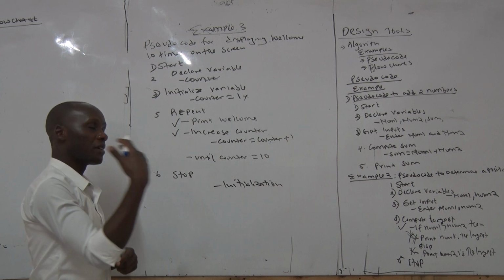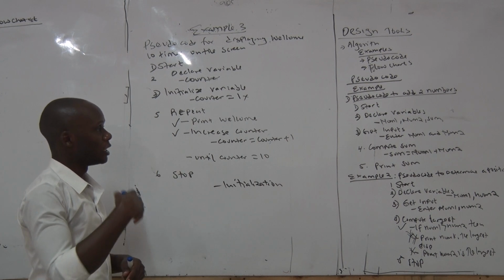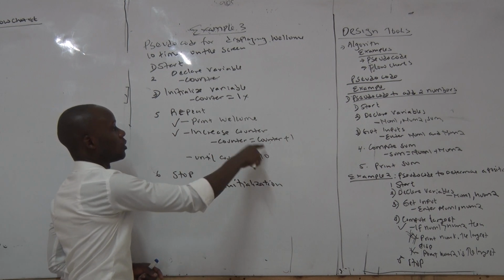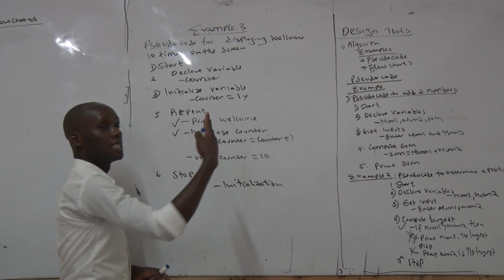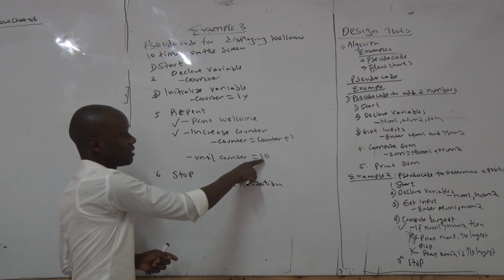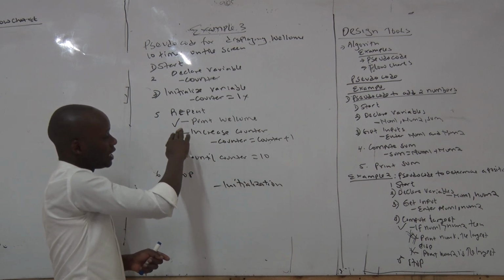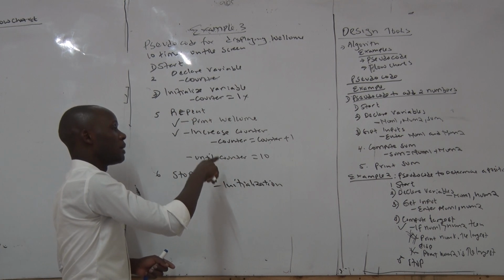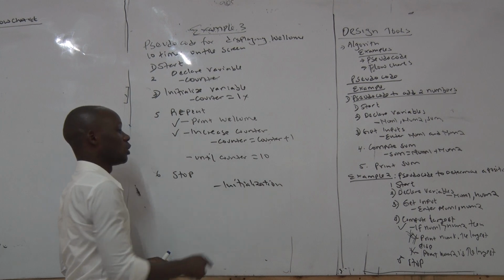We are coming up with another interval. We are manipulating this counter to give us another change. So we are saying counter is equal to counter plus 1. 1 plus 1, it becomes 2. We go back and repeat until counter reaches 10. When counter is 8, we repeat. It is 9, we repeat. But once counter reaches 10, we stop.